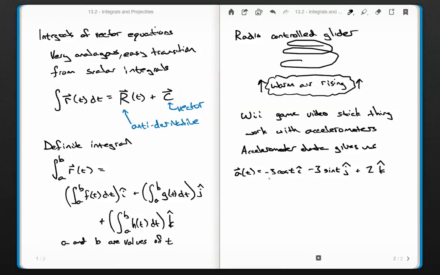All right, so again, let's take a step back. What does this mean? 3 cosine of t i minus 3 sine of t j, which means we're probably going clockwise as we look down on the xy plane. And we've got some constant acceleration up, which makes sense because we've got this warm air that's rising like this. You know, I'm going to make that orange, warm air here.